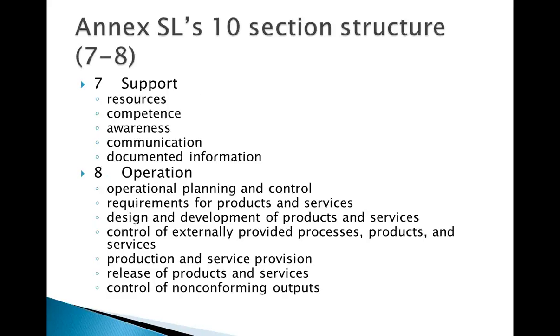Section 7 is called support, and again, quite a bit of content here that is familiar. Competence is here, communication is here. You'll note the new documented information is here. This is where we find discussion on what used to be called document control and records control. And we're going to have a clarifier on that statement in just a little bit. Section 7 is also where the requirements pertaining to measurement devices are now found.